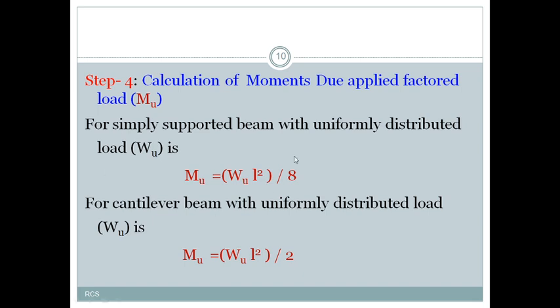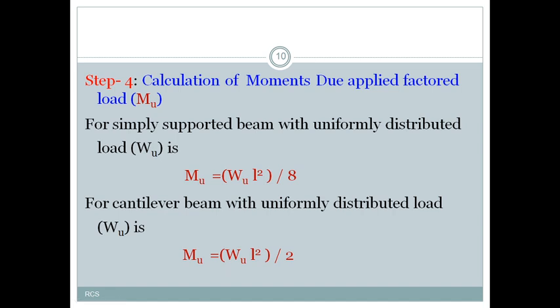Here, if your design is a simply supported doubly reinforced beam carrying a UDL, a uniformly distributed load of w, then the factored bending moment will be wL square by 8. If you are designing a cantilever beam with doubly reinforcement and it is subjected to a factored UDL w, then the factored bending moment can be calculated by using this formula, wL square by 2. So from that we can calculate the applied bending moment.